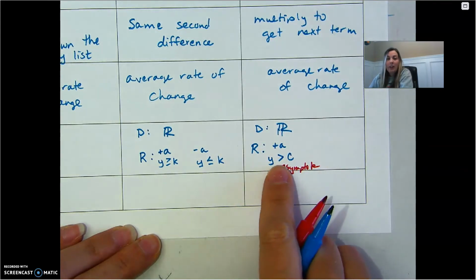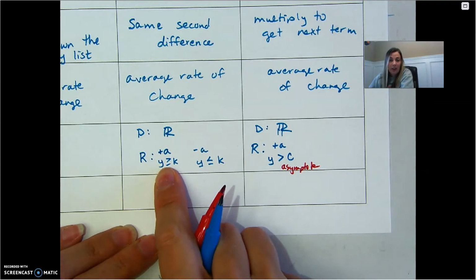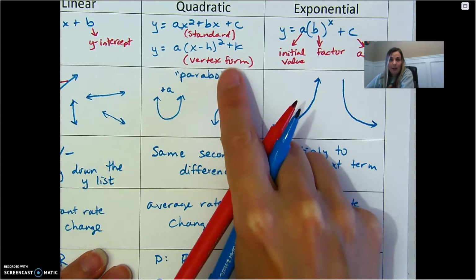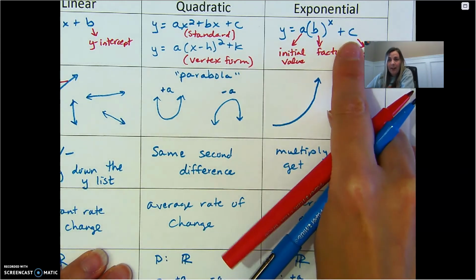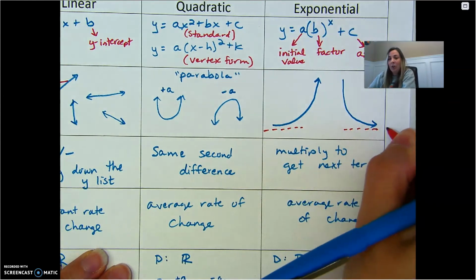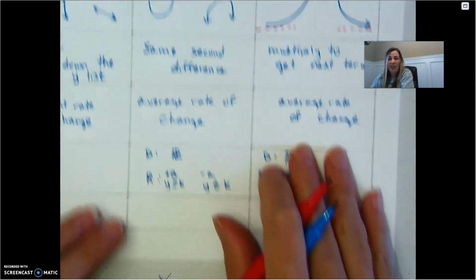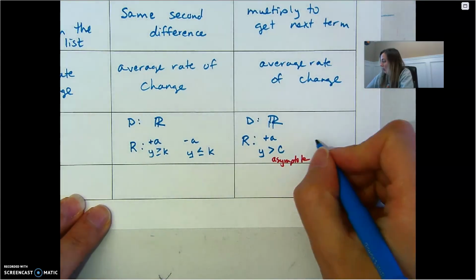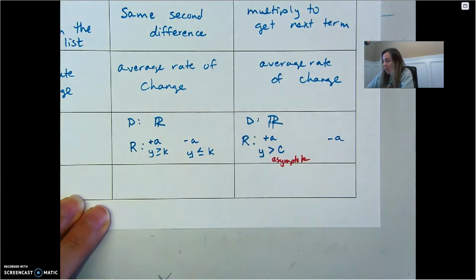Notice I didn't say it could equal it. Over here, it could equal the k in this equation right here. But over here, it can't, right? It's that invisible dotted line that these graphs get close to, but they don't touch it, right? They don't touch it. Okay, so then if a is negative, that means it's flipped upside down, had a reflection.